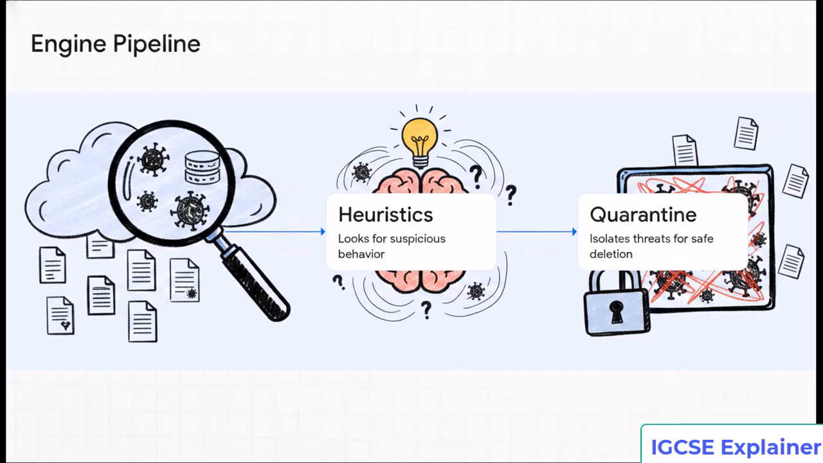Step 2 is heuristic checking. Now, this is the smart part of the engine. It actually analyzes files for suspicious behavior to catch brand new, totally unknown viruses that aren't even in the database yet. Pretty cool, right? Finally, step 3 is quarantine. If a threat is found, it is immediately isolated in a secure digital box, so it cannot infect any of your other files, allowing you to go in and delete it safely.